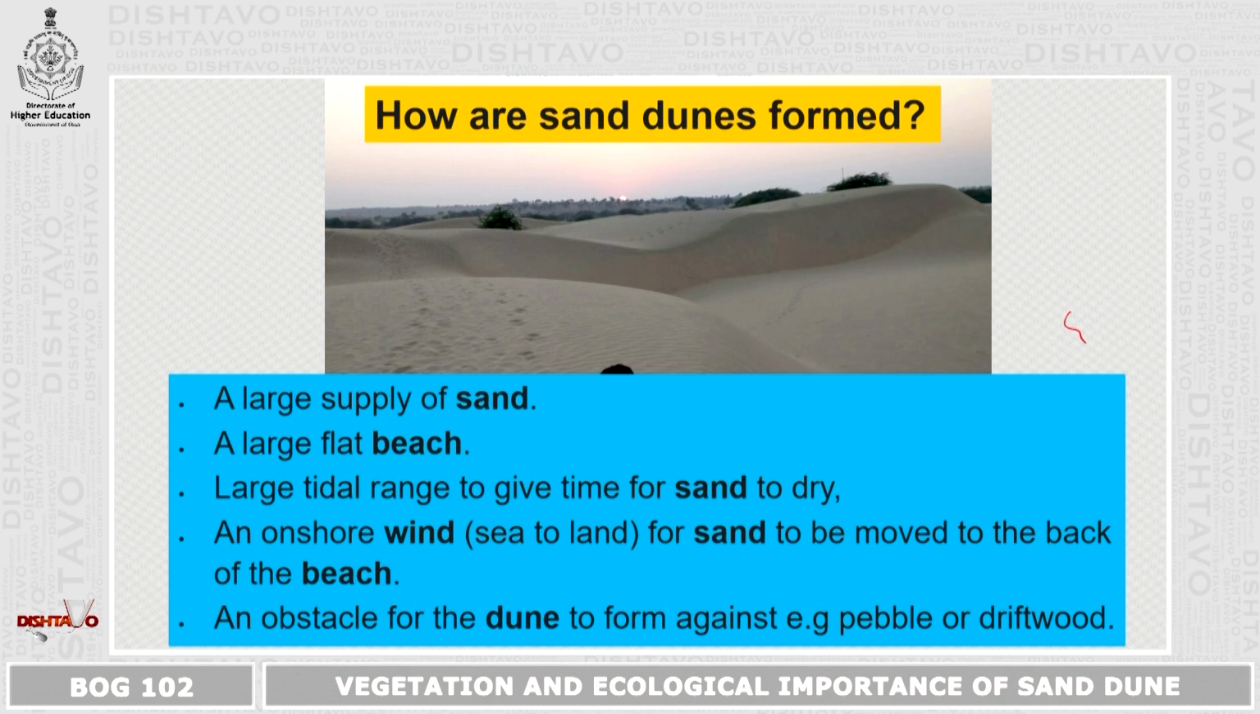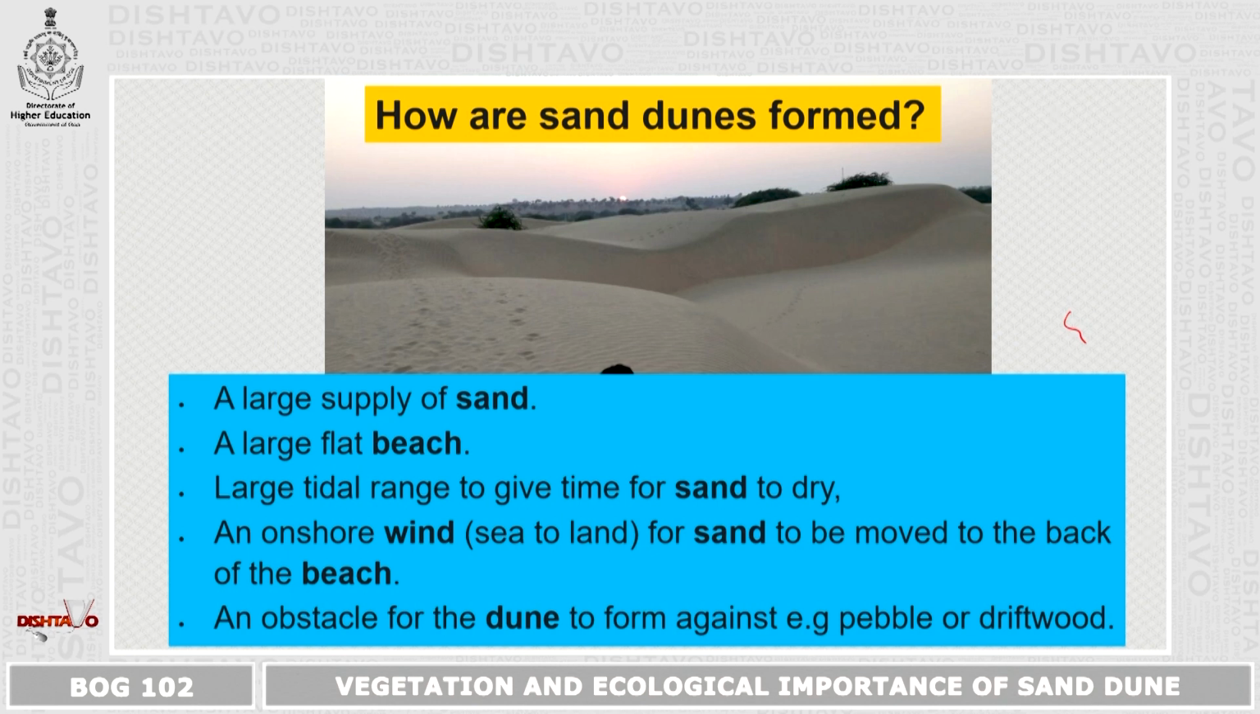In order to form the sand dune, you need everything large. A large supply of sand, a large flat beach, a large tidal range to give time for the sand to dry. It also requires onshore wind, that is the wind that comes from sea to the land, so that sand be moved to the back of the beach.